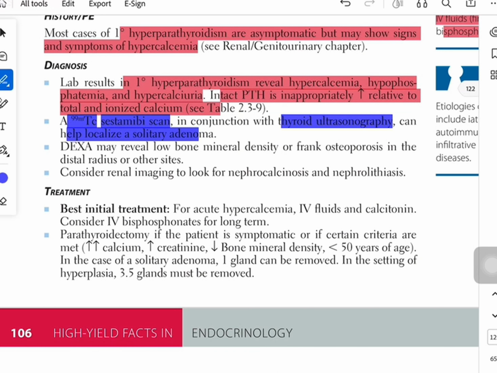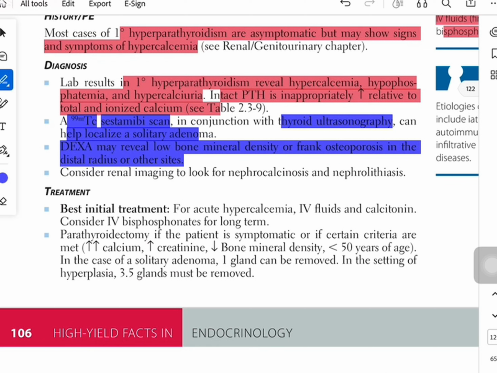To check for osteoporosis, the health of the bone, we perform the DEXA scan. In primary, secondary, or tertiary, in every type of hyperparathyroidism, we will see resorption of the bone. It means that we will see breakdown of the bone in a person, and when we see breakdown of bone, it means we will see osteoporosis. DEXA reveals low bone mineral density and frank osteoporosis. The distal radius is mentioned because it is the most common site.